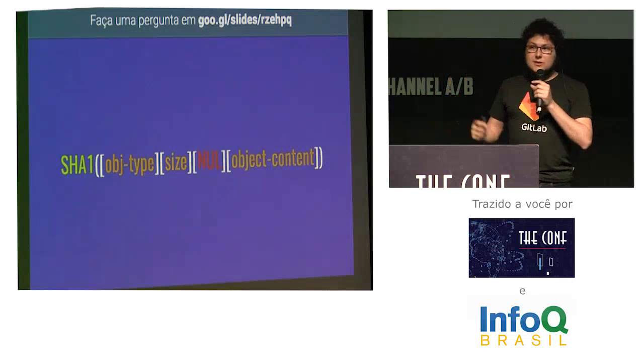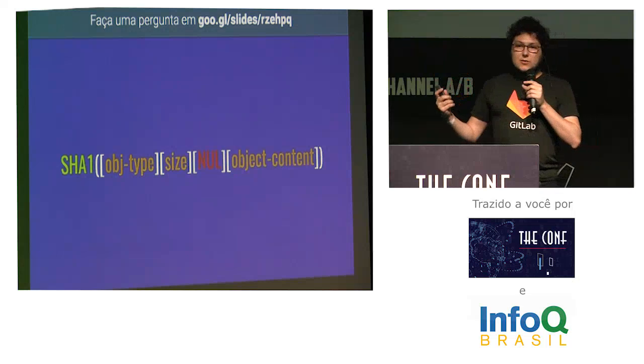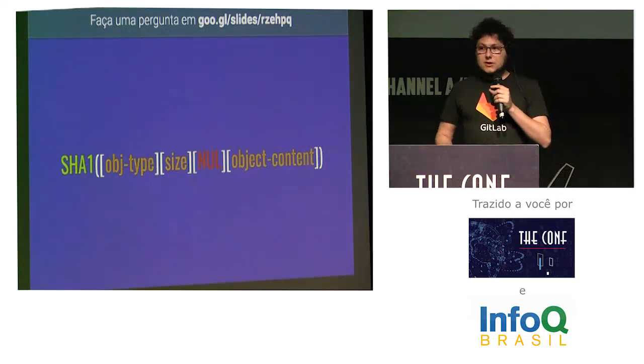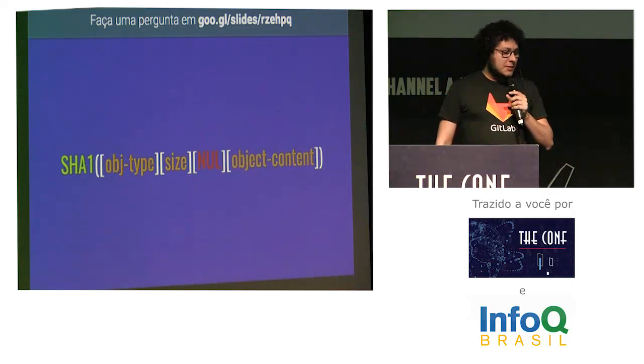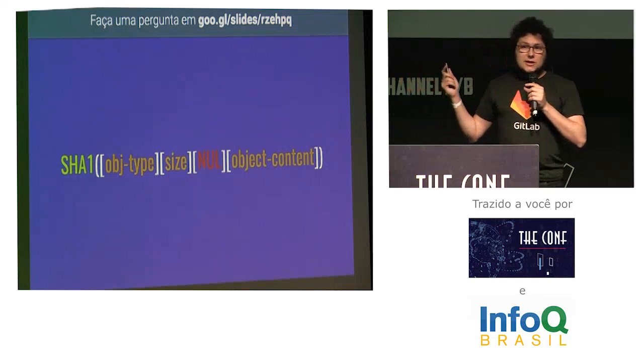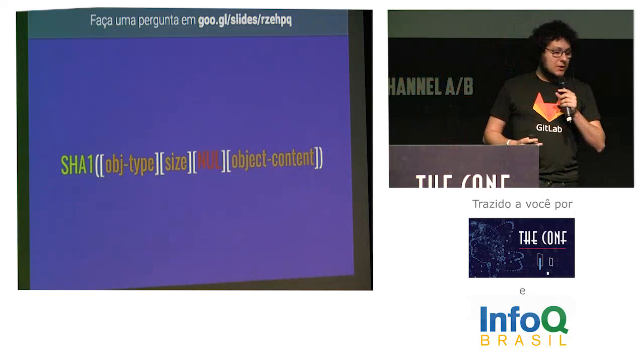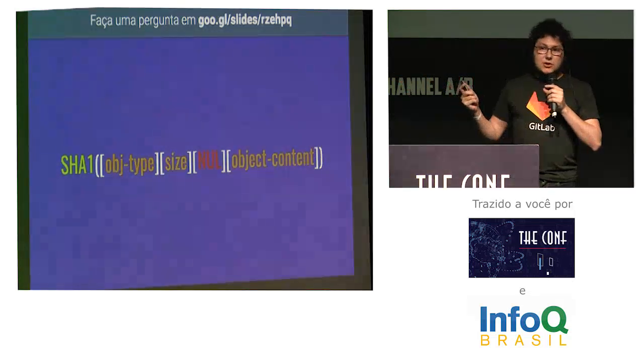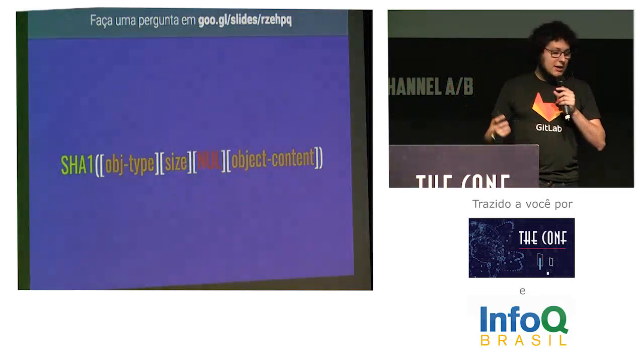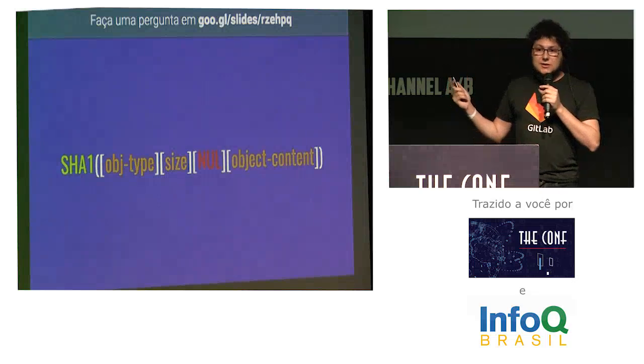So for instance, you may have known that SHA-1 is not as safe as it used to be. There is already a proof of concept of a collision. But as you can see here, it's not very easy to do that, because it's not just the content. You have to match the same size, otherwise the hash will be different.